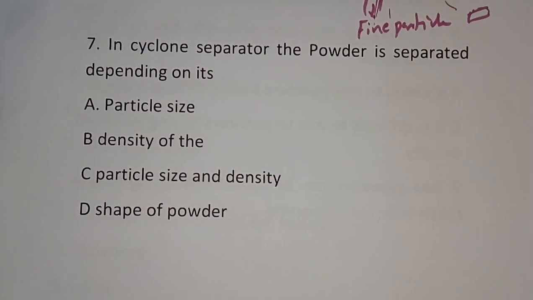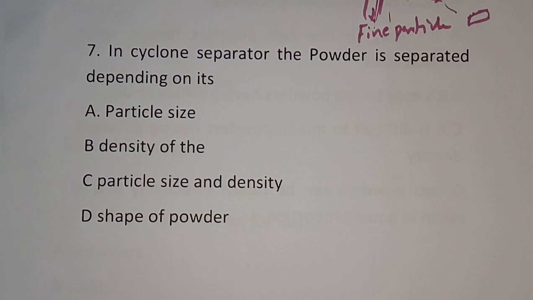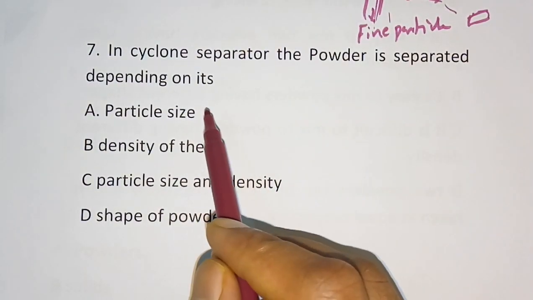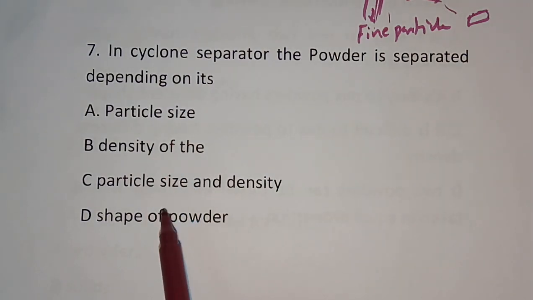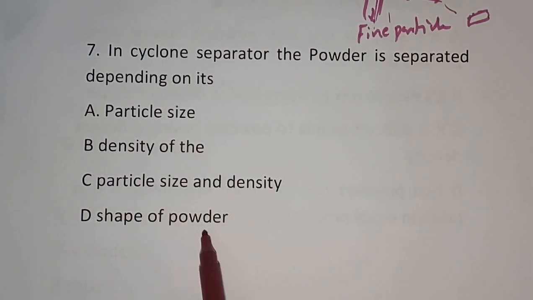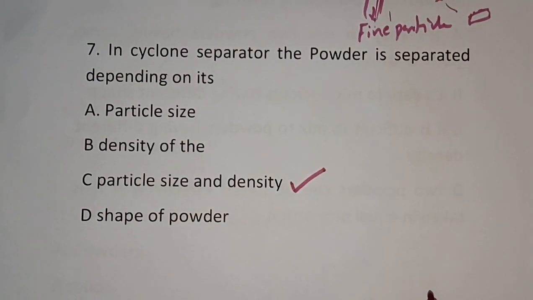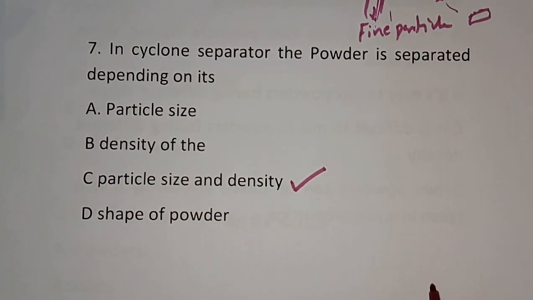In a cyclone separator, the powder is separated depending on its particle size, density, or shape of the powder. The correct answer is option C, particle size and density. We will move to the next question, number 8.